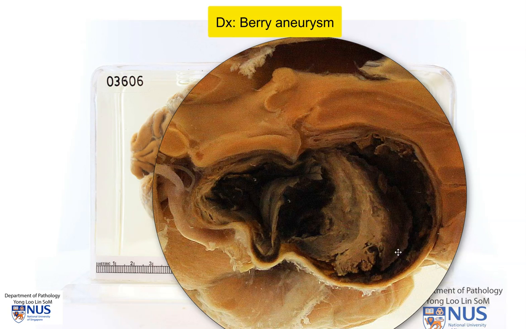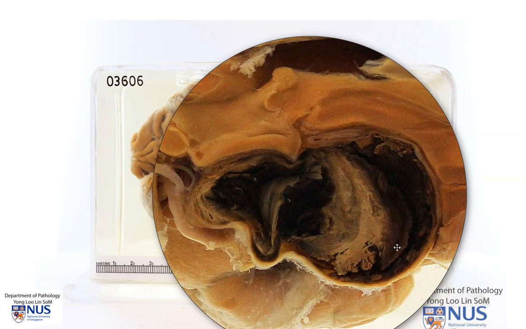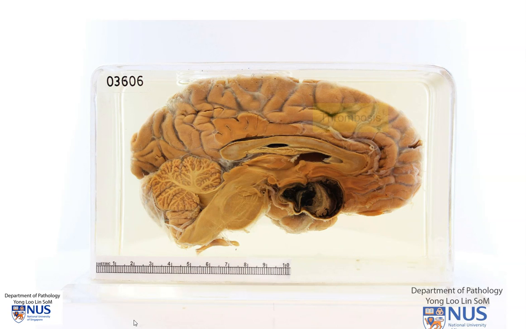And what we're looking at here is the cross-section of the berry itself, or the saccular outpouching. And we can note that there are some dark areas which represent blood, but there are also these pale areas which are likely to represent fibrin. Hence, there has been thrombosis within this berry aneurysm. One of the main complications of berry aneurysms is that they can give rise to hemorrhage because of the marked thinning of the vessel walls, which make them prone to rupture.